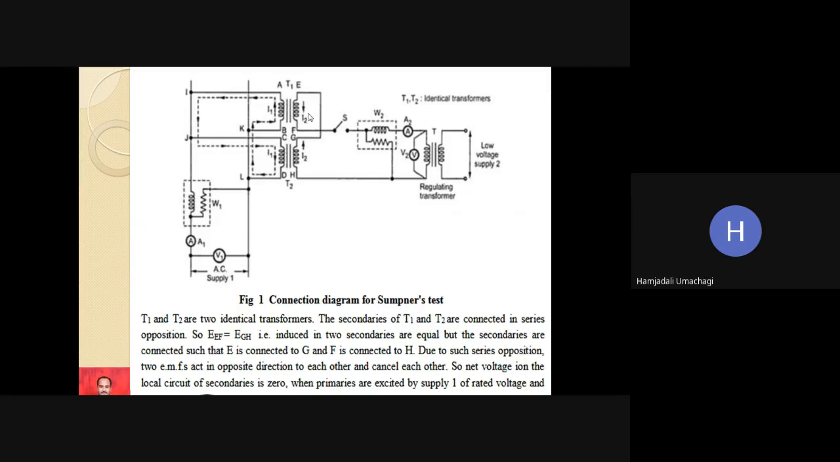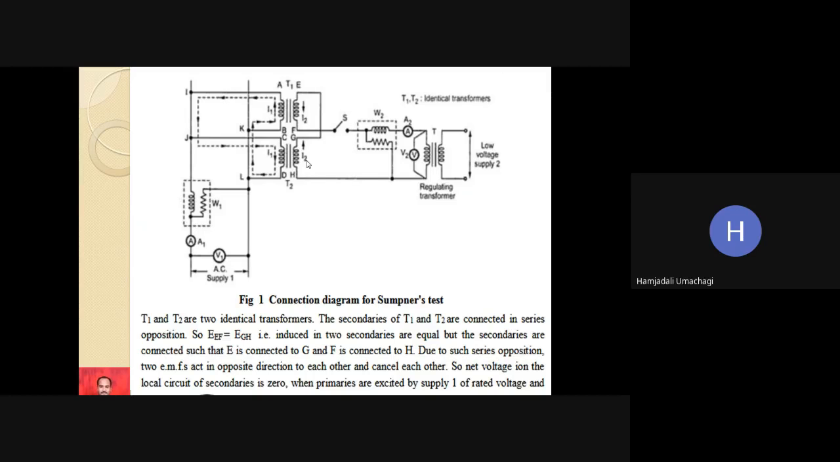Series opposition means, suppose the voltage induced in the first transformer T1 on the secondary side is 230, and on the second transformer secondary T2 is also 230. Series opposition means the voltage induced in the first transformer, that is the voltage across E-F and G-H, should both be equal and opposite. If it is 230, this should also be 230, and in series opposition connection, one voltage will oppose the other, so 230 minus 230, net voltage will be 0.